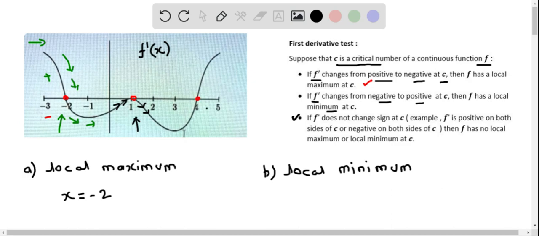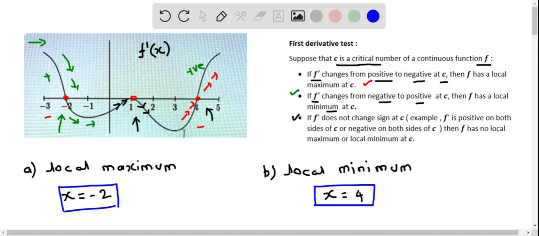However, if we look at x equal to 4, clearly we can see that it changes its sign from negative, coming from left to right, to positive. So it changes from negative to positive, and as per the first derivative test, it has a local minimum around this point. So this answers the question. At x equal to minus 2, we have a local maximum, and at x equal to 4, there is a local minimum.